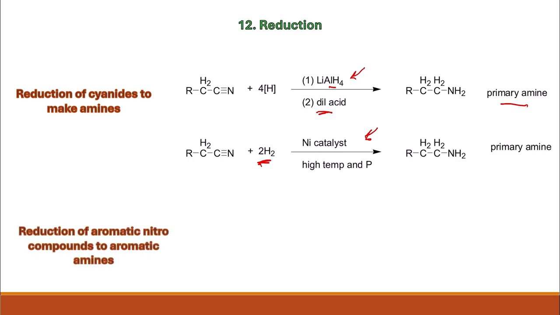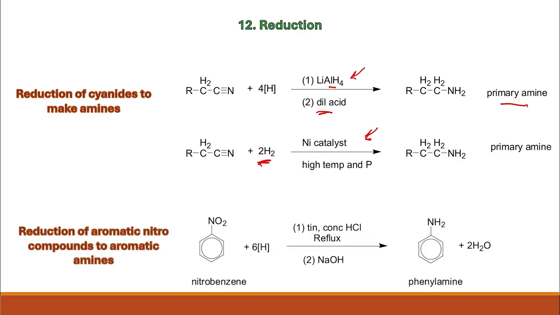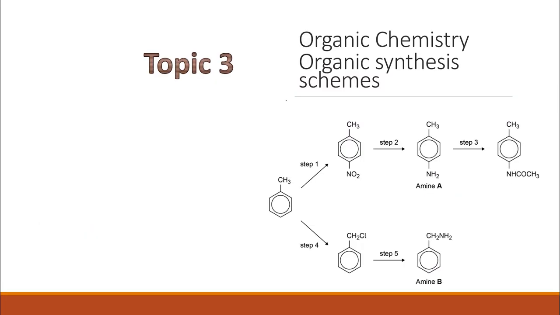If you have aromatic nitro compounds, you can also reduce this into amine, but the reagents are different now. So you should use tin with concentrated HCl and reflux. The second step is the use of sodium hydroxide, because if you don't use it, then you will end up with the ammonium salt, so NH3Cl. So this is going to be the ammonium salt produced in the reaction. So use sodium hydroxide to give the amine or the final product, which is the neutral one.